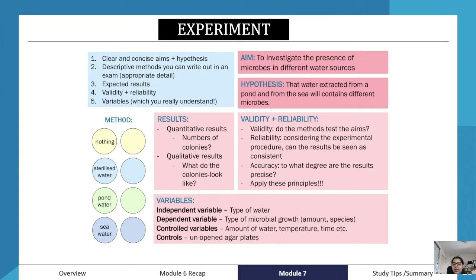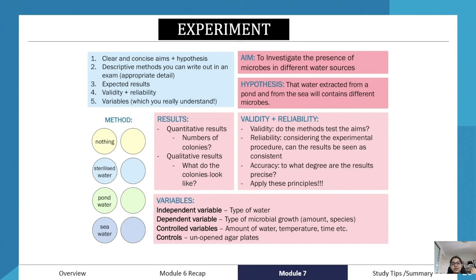You then want to look at what your expected results are. Obviously, after you've done your experiment, you would know what your results are and you want to remember them. You also want to talk about validity and reliability. Validity is: is the experiment testing the aim? Reliability is: can the results be seen as consistent? Accuracy is: to what degree are the results precise? You need to be able to apply these principles to the experiment.